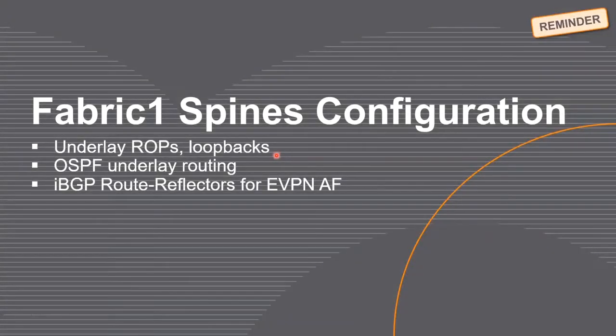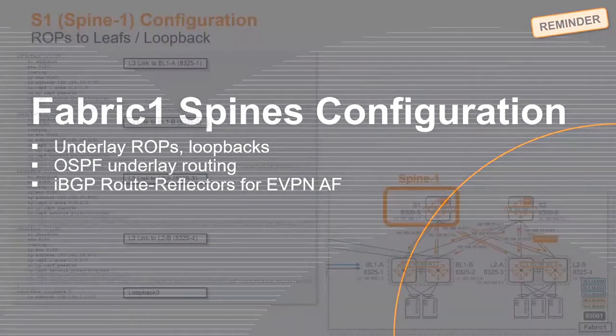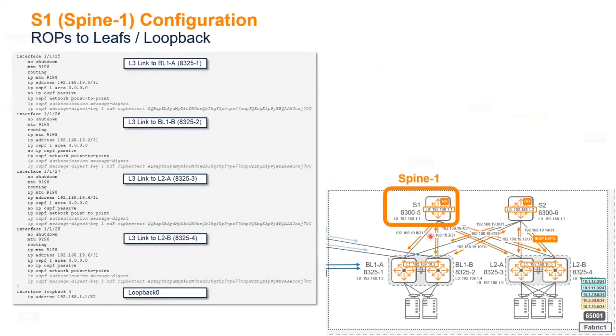A reminder first, how to configure spine in a fabric. That's nothing new, so I'm going to go fast on that. This is here spine 1, on that first fabric 1, right? You have some layer 3 circuits to interconnect the spine and the leaf. Nothing new here with OSPF, MTU, pay attention on that one.